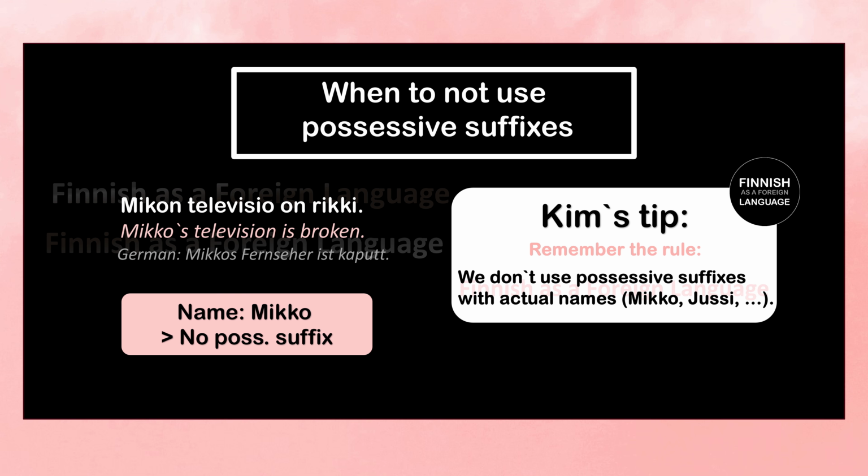Mikko's television is broken. So Mikon here is the genitive case of Mikko. The double K changes to single K, consonant gradation. Televisio means television. On is, it's the third person singular present tense of the verb olla, which means to be, and rikki means broken. So here it's important to remember that because of the proper name, which is Mikko here, we do not add a possessive suffix to televisio. So let's repeat again. Mikon televisio on rikki.